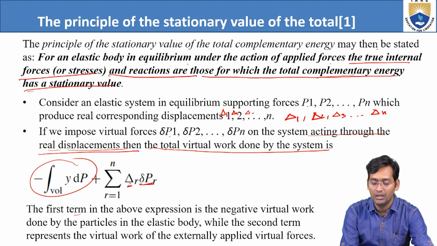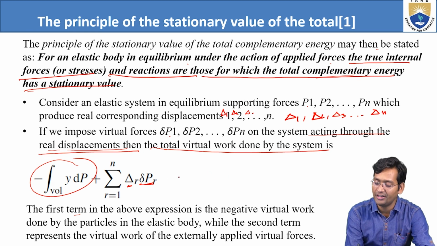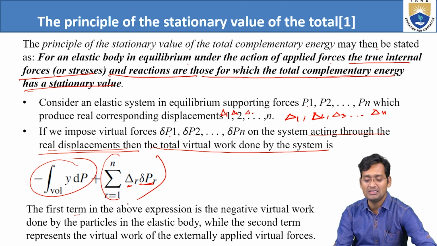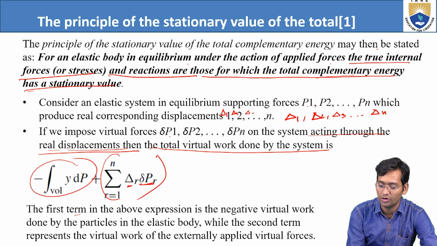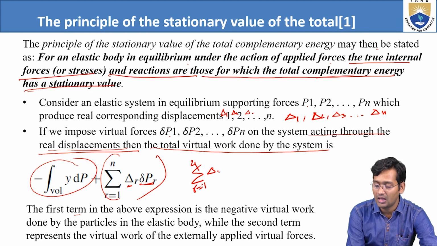If 1 is there, then delta 1 into ∂P1 plus delta 2 into ∂P2 plus delta 3 into ∂P3, and so on up to delta n into ∂Pn. So instead of writing it so long, what we are doing is writing it in this form. Whatever the number is, suppose 4 numbers are there, we can write this as the sum over r equals 1 to 4 of delta r into ∂Pr.